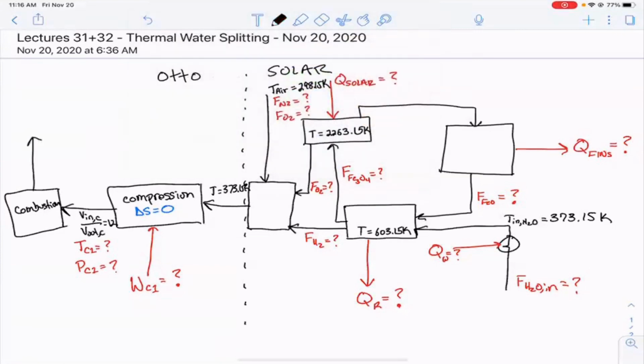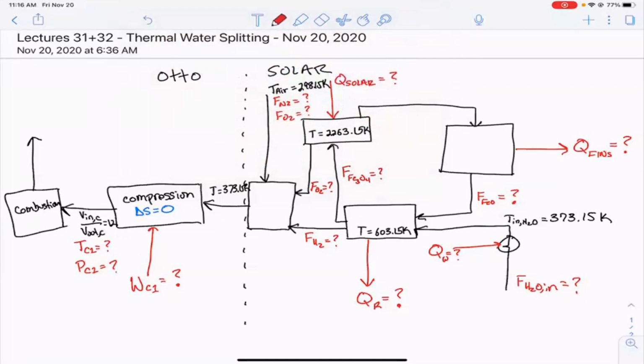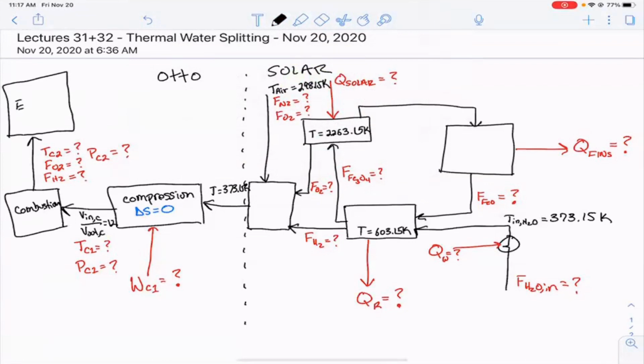And then we're going to combust all of the hydrogen, right? And we fed in excess air, so there will be oxygen that's left leaving. So now we have to calculate several things leaving the combustor. So the first one is the temperature. Then we also need to know the flow rate of oxygen that's leaving and the flow rate of hydrogen that's leaving, as well as the pressure leaving the combustor, right? So that's unknown as well. And then finally, these hot gases are going to be expanded, right?